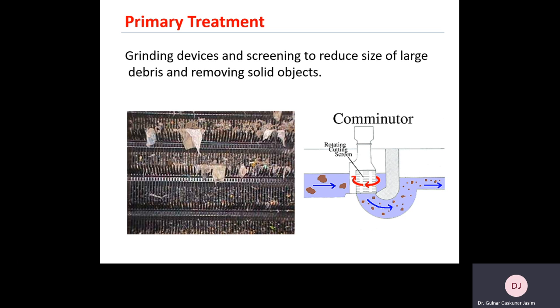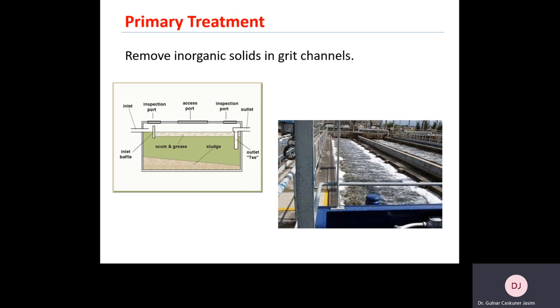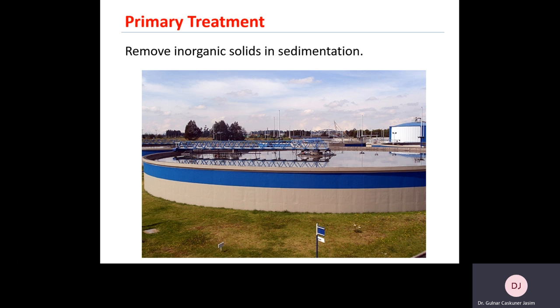Grinding devices and screening are used to reduce the size of large debris, and they remove solid objects. You can see on the left-hand side a screen that has been used to remove the solids, and the second one is showing a comminutor. Primary treatment also removes inorganic solids in grit channels, and in the primary sedimentation tank.